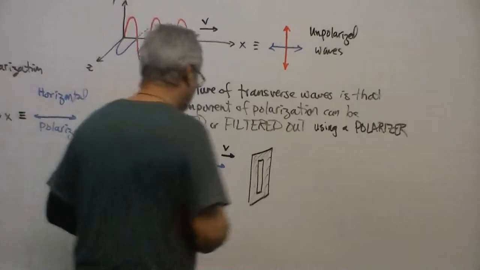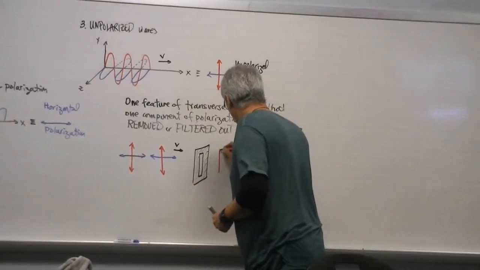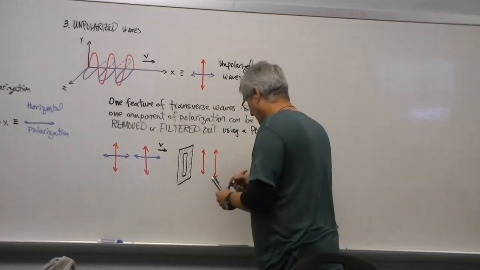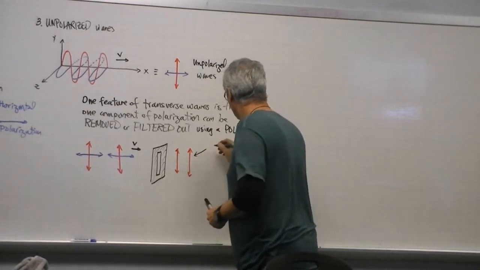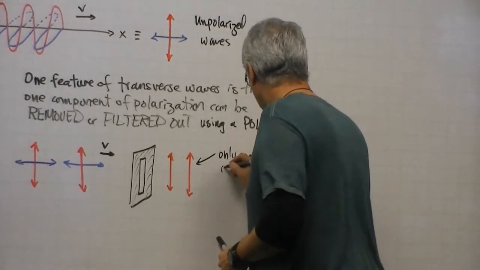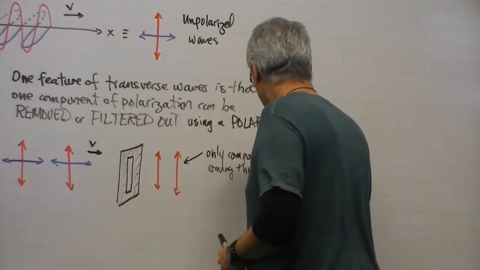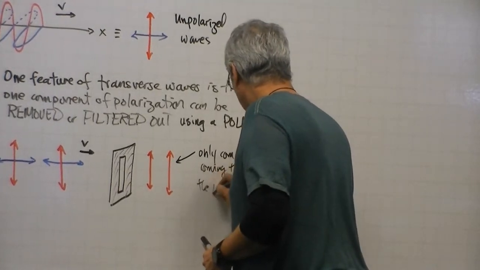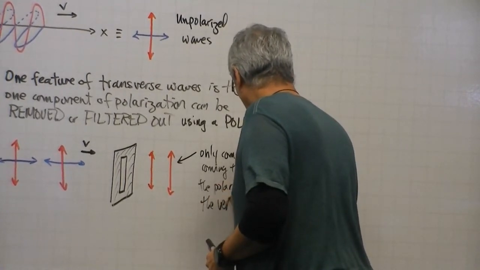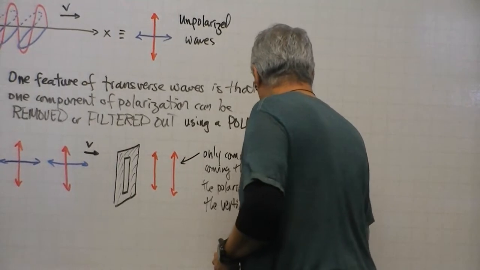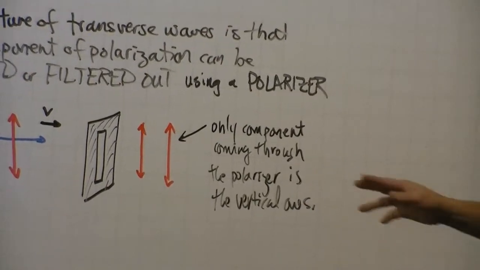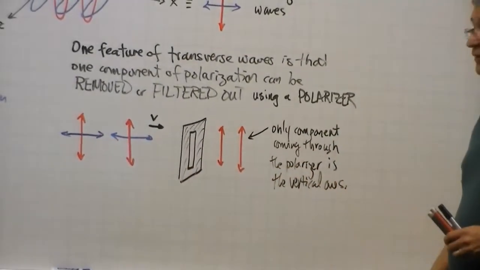And so what happens then is that the only component coming through the polarizer is the vertical ones. The horizontal ones get filtered. Now this picture is a little bit abstract, but if we were to draw this out, you could imagine that I have a wave that's coming through this thing.